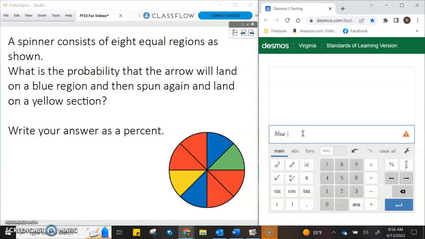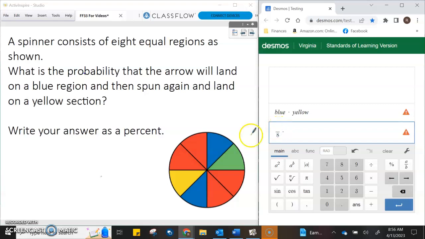So I'm going to use Desmos as my scratch paper. And then spun again and land on a yellow section. So we've got two things happening here. So we're going to have blue and yellow. So let's see if we can set up our fractions. Okay. So first of all, a spinner has 8 equal units. So it's going to be divided by 8 both times, because it does not matter how many times you spin that spinner, it is still going to have 8 sections in it. So let's put an 8 down here at the bottom to start with.